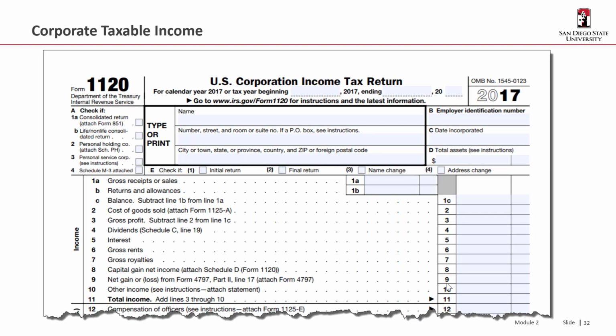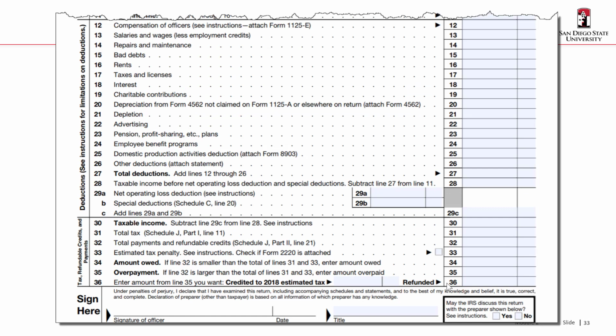So we report corporate taxable income on a Form 1120. Even though this is an old 1120, the 1120 hasn't changed much over the years. And so you can see you kind of start with an income section and report the blowout of some of that income information. Then you get to the expenses section and report some of the detail of the deductions.